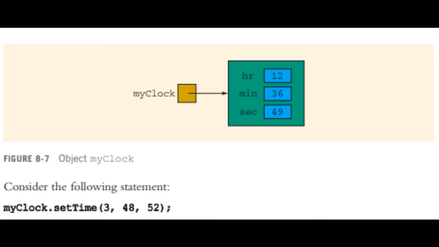Furthermore, recall that because setTime is a member of the class Clock, it can directly access the instance variables hr, min, and sec, as shown in the definition of setTime. Suppose that the object myClock is as shown in figure 8-7.